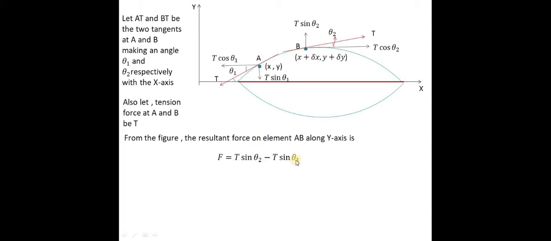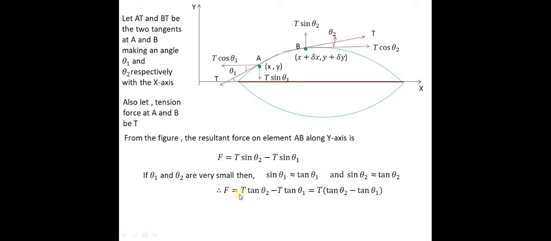Now if our vibration is very small, that is theta 1 and theta 2 are very small, then we can write sin theta 1 equal to tan theta 1 and sin theta 2 equal to tan theta 2. Substituting this, we get F equal to T tan theta 2 minus T tan theta 1, that is F equal to T times tan theta 2 minus tan theta 1. Now we know from the definition of the slope that tan theta is equivalent to dy by dx for this xy plane. So in place of tan theta 2 we can write this and in place of tan theta 1 this.